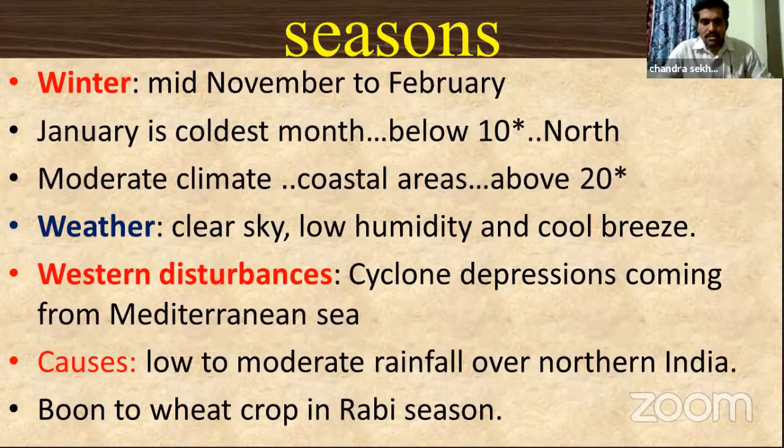Characteristics of weather in winter season. In the winter season only, we are experiencing western disturbances. So what are western disturbances? The cyclonic depressions coming from the Mediterranean Sea towards India are called western disturbances, because these cyclonic depressions are coming from the west side. The Mediterranean Sea is located on the west side of India. That's why we are calling them western disturbances.